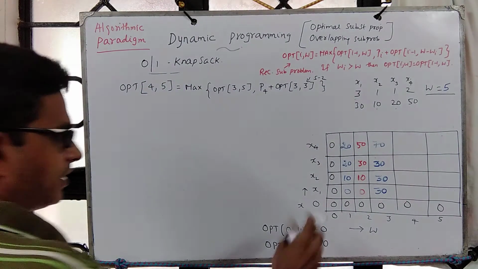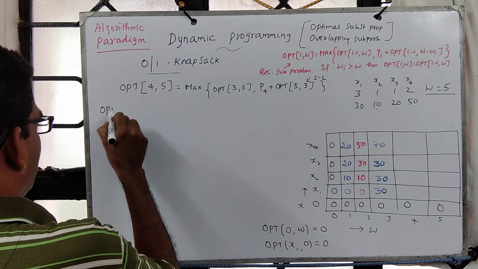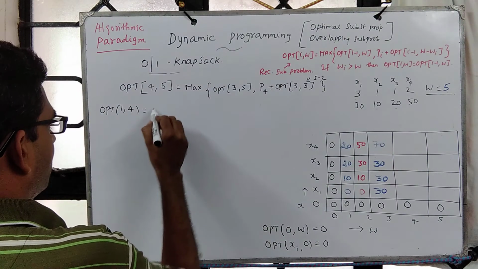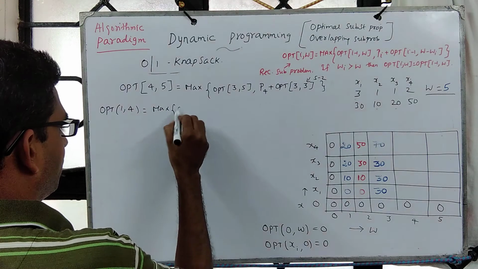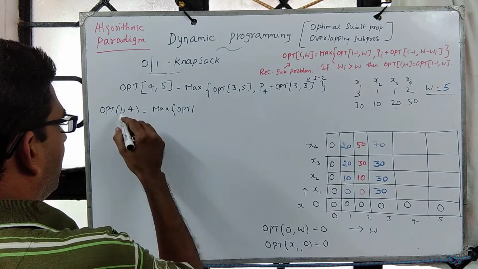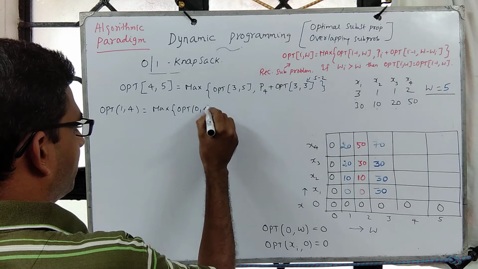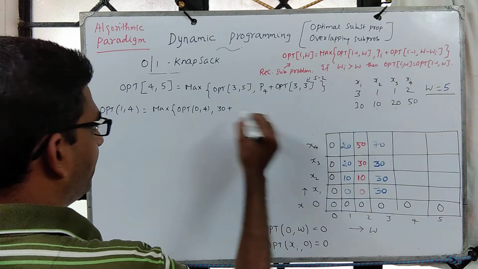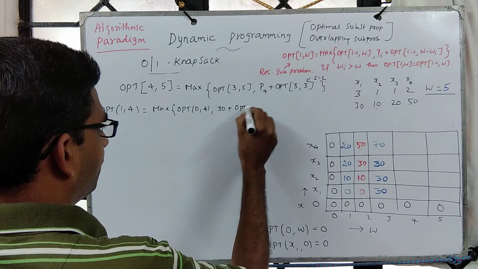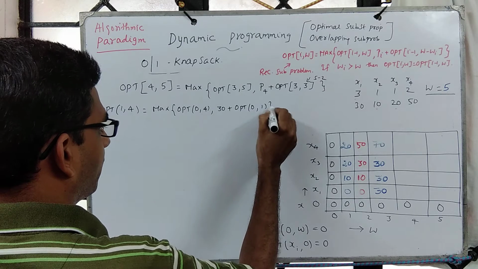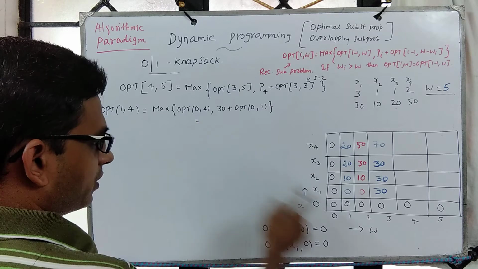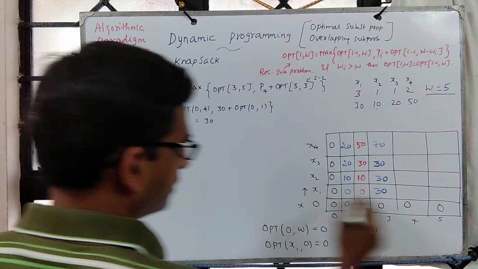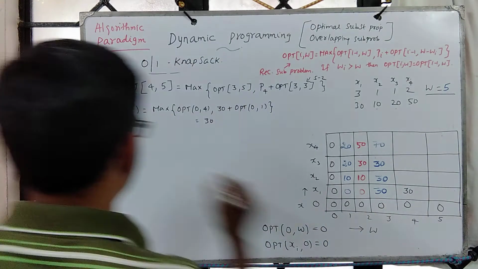We next consider the 4th column. We look at 1 comma 4. So this one is max of opt of exclude this, so work with 0 comma 4, or include the first object, earn a profit of 30, plus opt of 0 comma 1. 0 comma 4 is 0 and 0 comma 1 is 0, so we get a profit of 30 out of this, so this entry is 30.